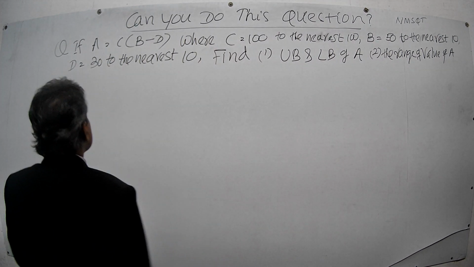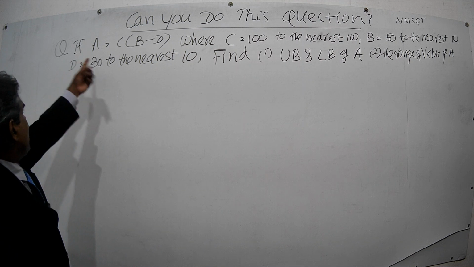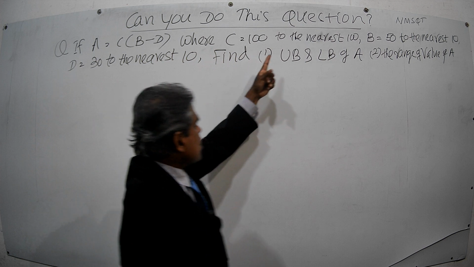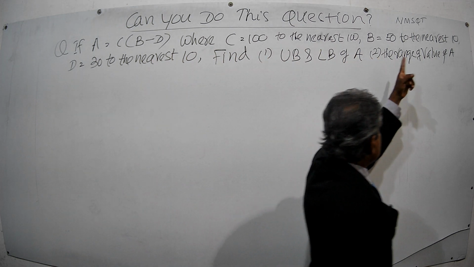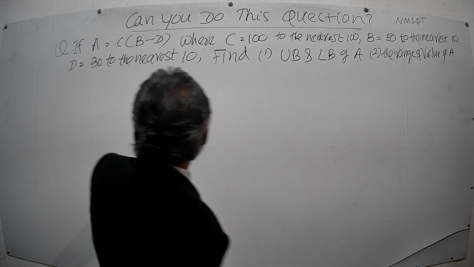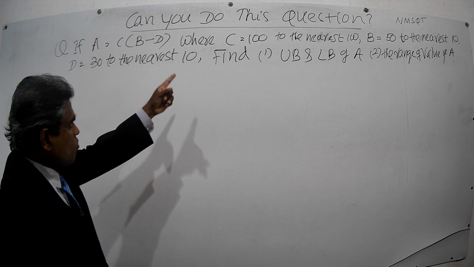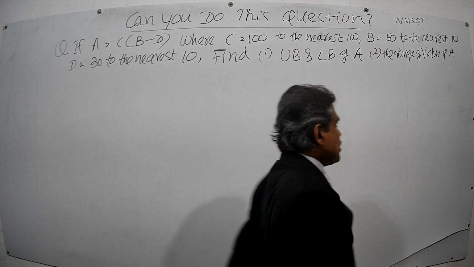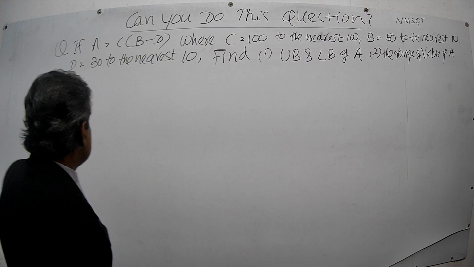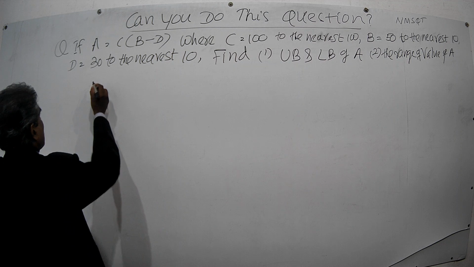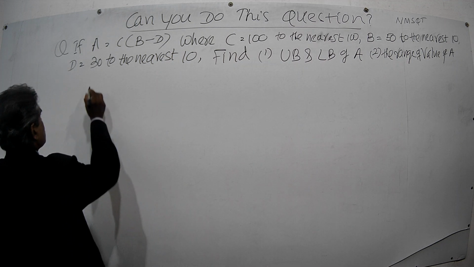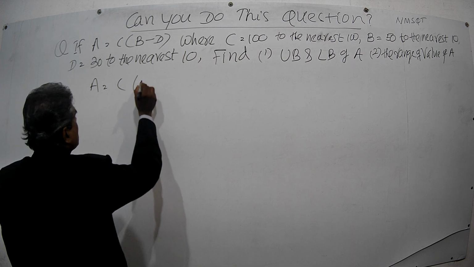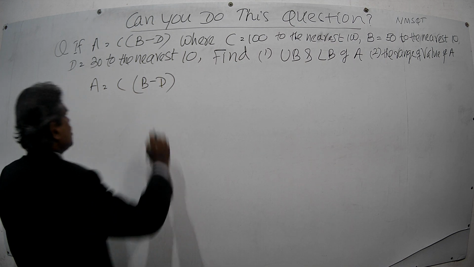Now, what does it say? If A equals C within brackets B minus D, where C equals 100 to the nearest 100, B equals 50 to the nearest 10, D equals 30 to the nearest 10, find part 1, upper bound and lower bound of A, and part 2, the range of values of A. Right. Now we'll take the question. We are going to take the bull by the horns. Then A equals C within brackets B minus D. Right. This is the question.